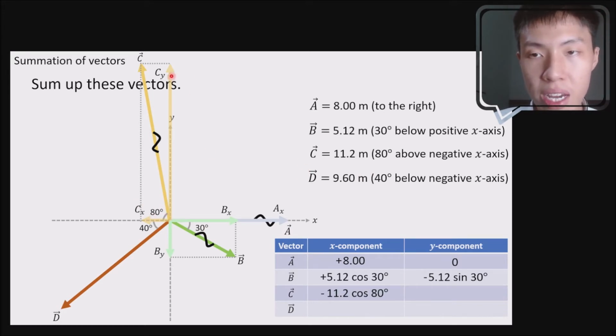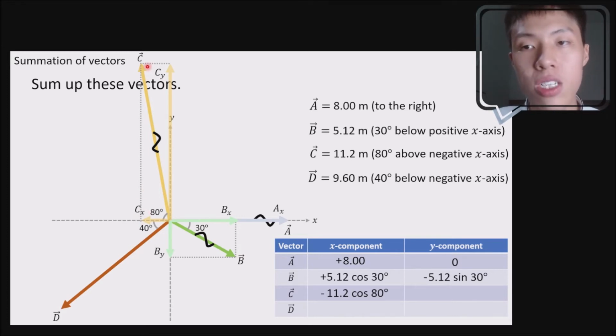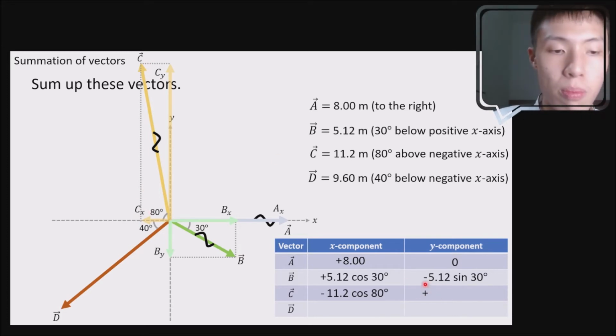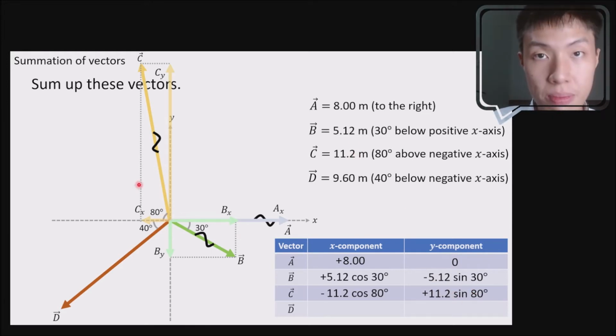Now for Cy, you can think of this arrow as being on this line, so it's actually the opposite side of the triangle. So it's a sine. So sine 80 degree. But remember the direction. The direction is pointing in the positive y direction. So it should be a positive sign, followed by 11.2 sine 80 degree, the magnitude of the vector C, followed by sine 80 because it's opposite.